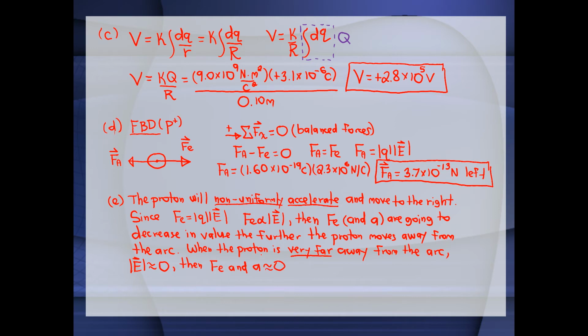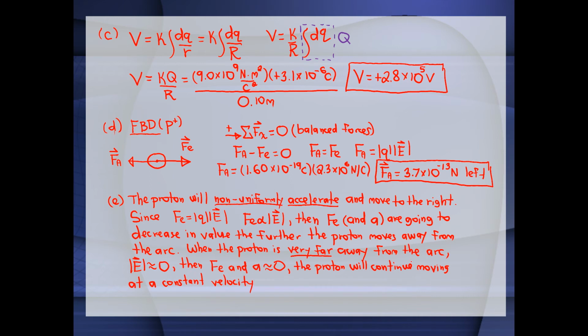Now, that doesn't mean that the proton is going to stop moving. It just means it's going to stop accelerating. So after it gets far away from the arc, it's just going to start moving at a constant speed. So I'll say the proton will continue moving at a constant speed in a particular direction, so we could actually just call it a constant velocity.